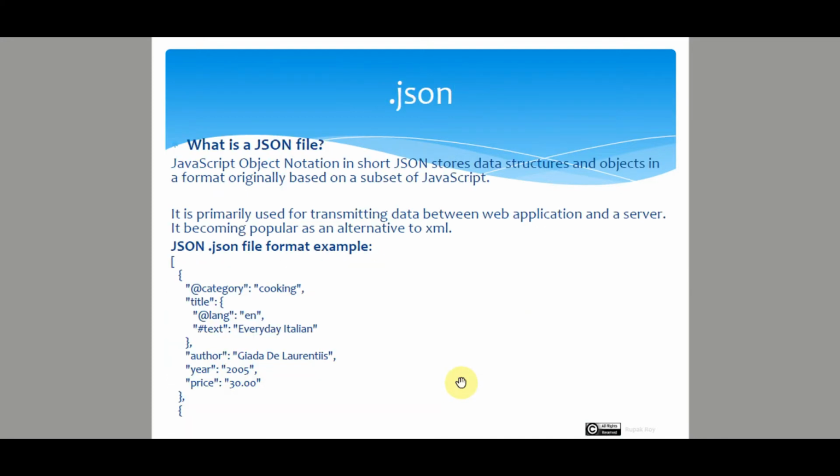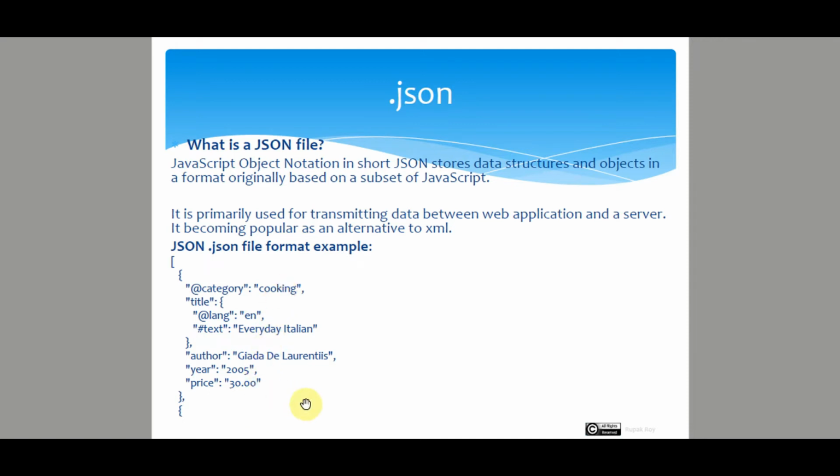Our next popular web data format is the JavaScript Object Notation file, in short .json. JSON stores data structures and objects in a format originally based on a subset of JavaScript. It is primarily used for transmitting data between web applications and a web server, and is becoming very popular as an alternative to XML. Here is an example of the JSON file format.